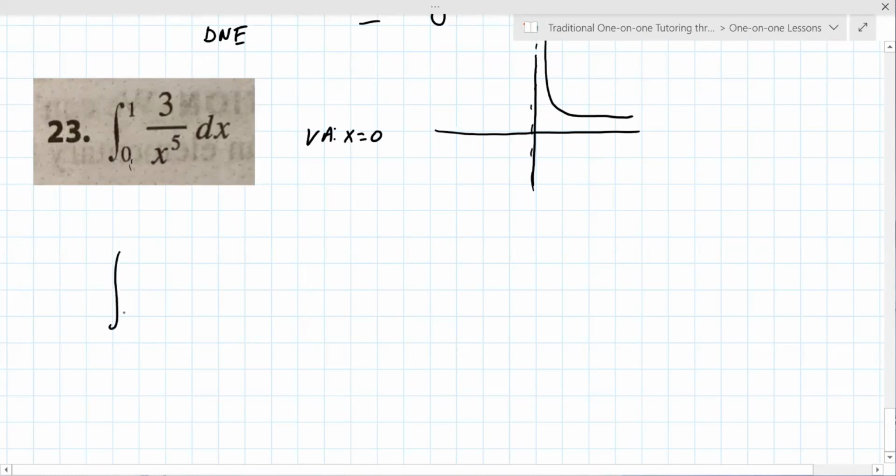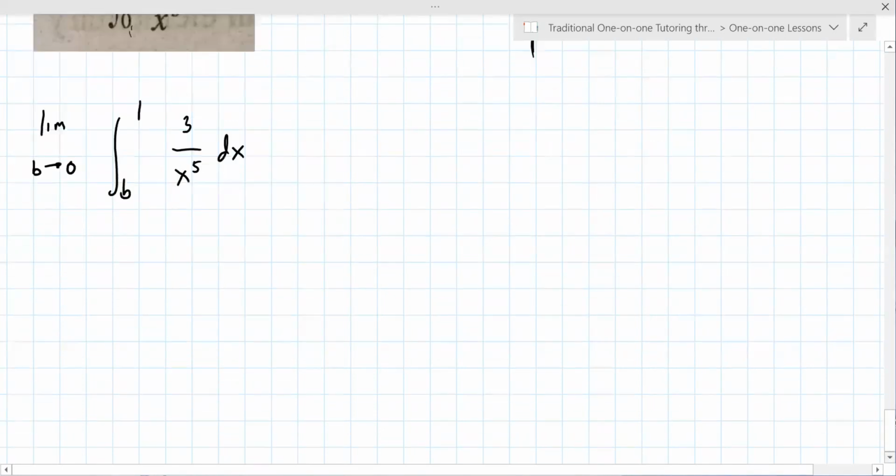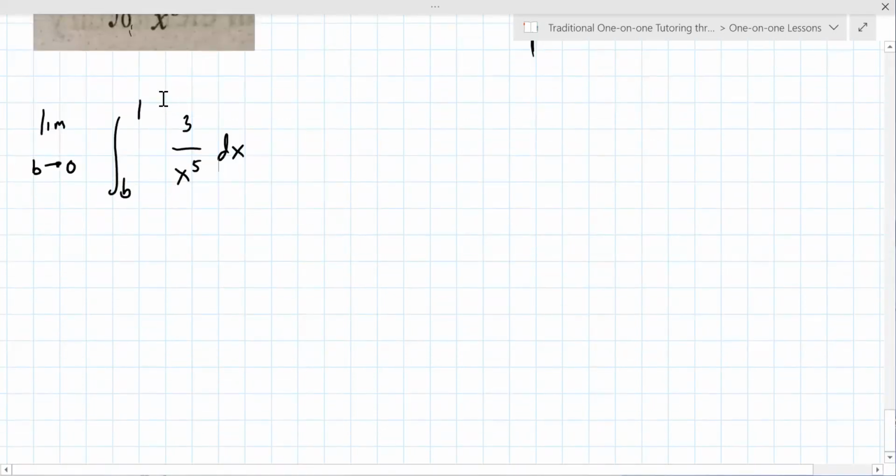So it's the integral from b to 1, limit, this time as b goes to 0. Not infinity, because it's going to 0. Now, this 3 over x to the 5th, if you're not really super comfortable with these, write it as a negative exponent. So this is just the power rule, the integral of x to the n dx. You add 1 to the exponent and divide by the new exponent.